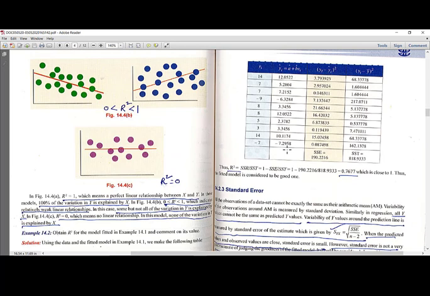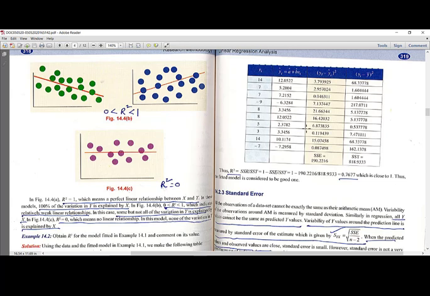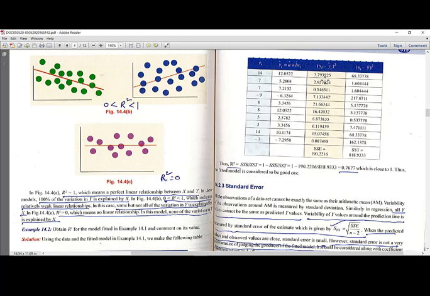Then, based on these values, we have taken the column summation, and SSE is equal to 190.2216, and SST, which is the summation of the values of yi minus y bar whole square, is 818.9333. Thus, R square is equal to SSR by SST, which can also be written as 1 minus SSE by SST. By substituting these values, we get R square value as 0.7677, which is close to 1. Thus, the fitted model is considered to be a good one.